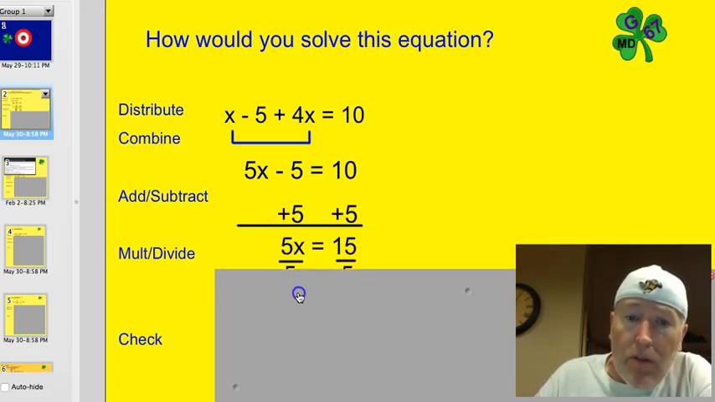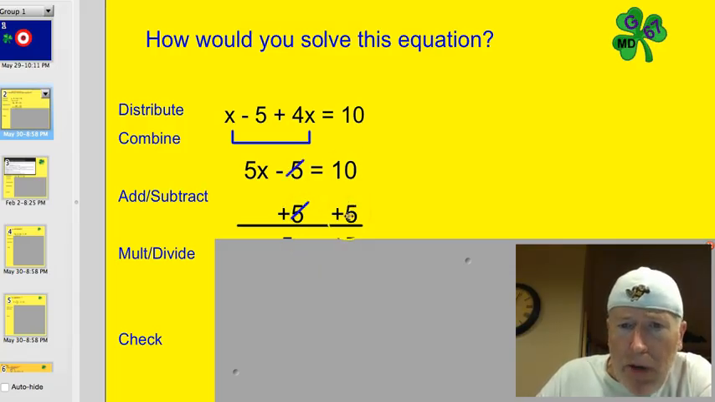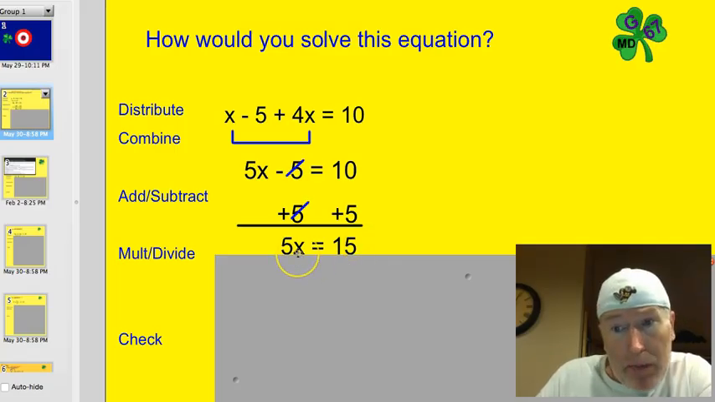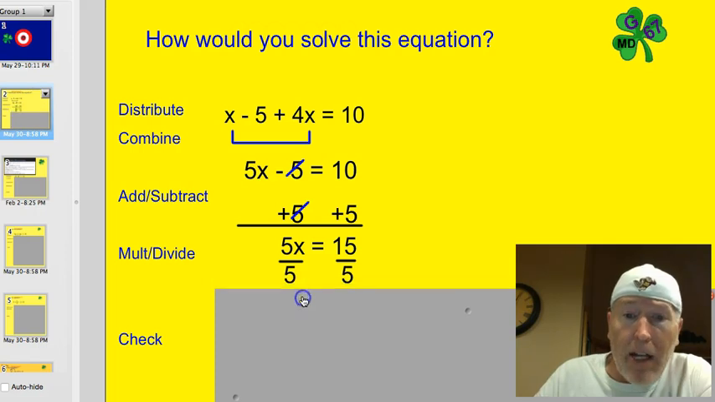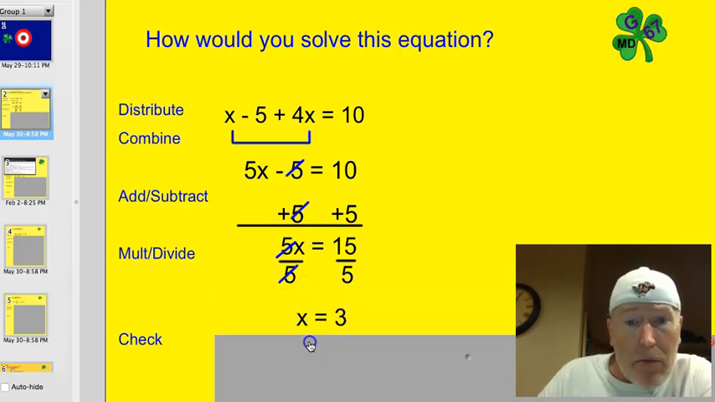Now, these 5's here cancel out, and you have 10 plus 5 over here. Now you've isolated the variable further. Now you've got 5x equals 10 plus 5, or 15. Now this is a multiplication equation. To undo a multiplication equation, you divide. So we're going to divide both sides by 5. These 5's cancel out, and now you've isolated the variable down to x equals 15 divided by 5, which is 3.